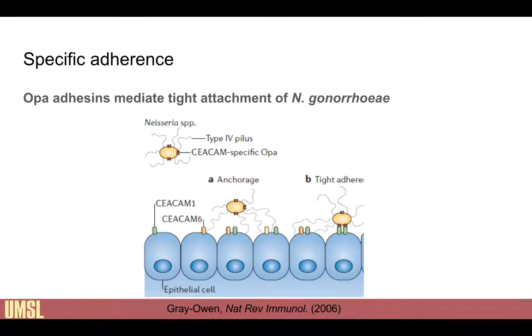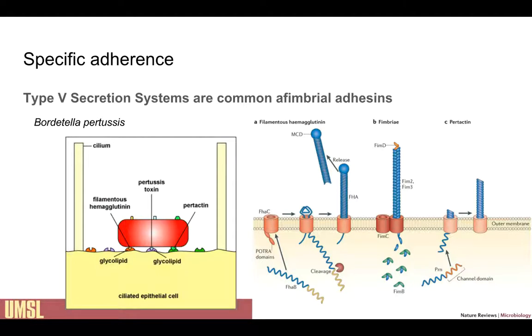What these receptors do is not important for what we're talking about in this class, but adhesion to very specific types of epithelial cell proteins is what I want you to take away from these afibrillar adhesins. And so what are they most typically? They're most typically type 5 secretion systems.